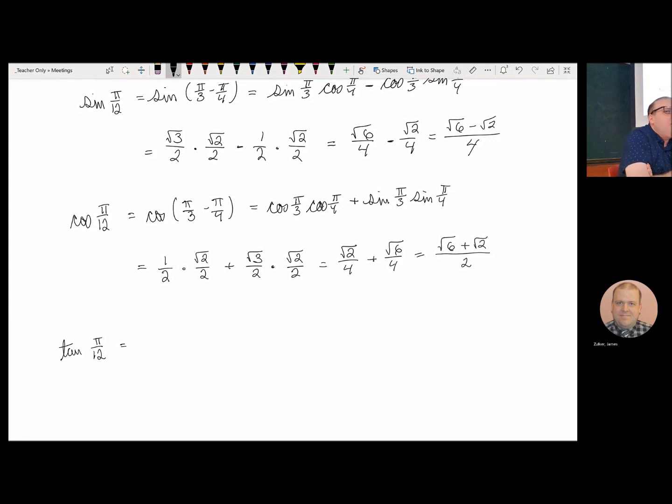Tangent of pi over 12. You just go back and throw that big old sine mess over the cosine mess, right? Again, but I'm going to use the identity. Okay. All right, just in case, what happens if you're not asked to find sine and cosine first?